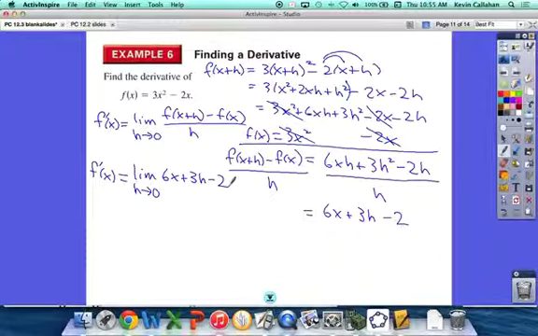Direct substitution. What do you get? 6x minus 2. So that equation will tell you the slope of the line for any value of x, right? If you want to know the slope at x equals 2, plug in 2. You want x equals 4, plug in 4. It's a formula. That's what the derivative is.